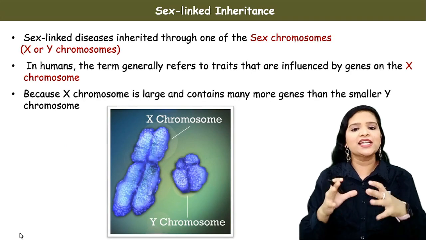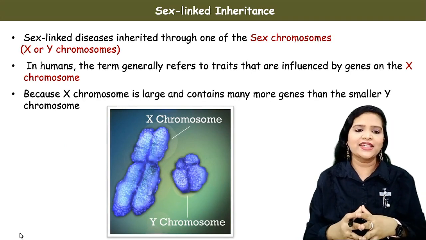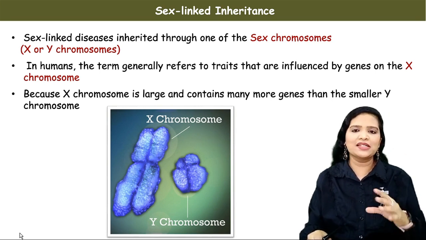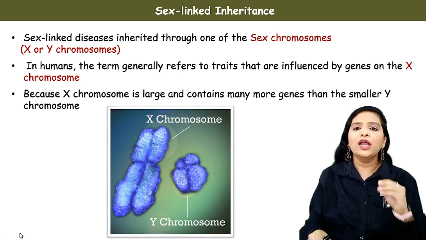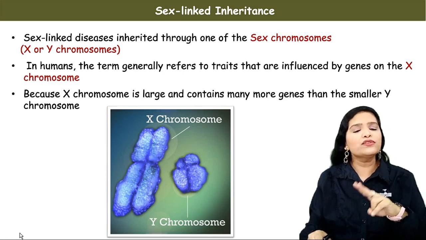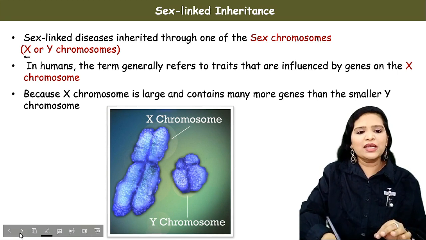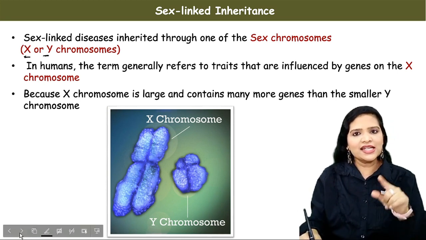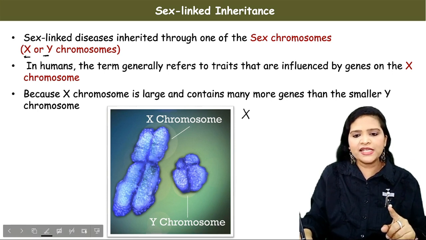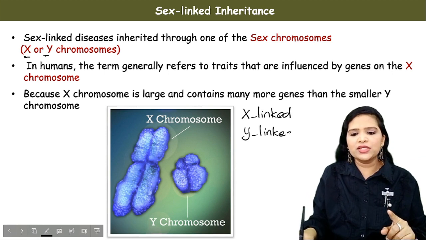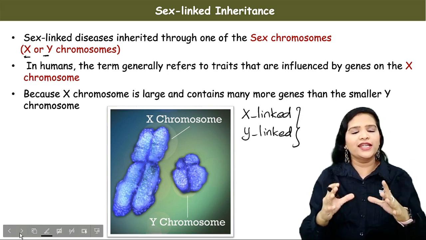Let's move on to the second category, that is sex-linked inheritance. What is sex-linked inheritance? If the diseases are transmitted through the sex chromosomes, that is called sex-linked inheritance. We know that sex-linked inheritance is of two types because there are two types of sex chromosomes, X and Y. Hence, sex-linked inheritance is of two types, X-linked inheritance and Y-linked inheritance.